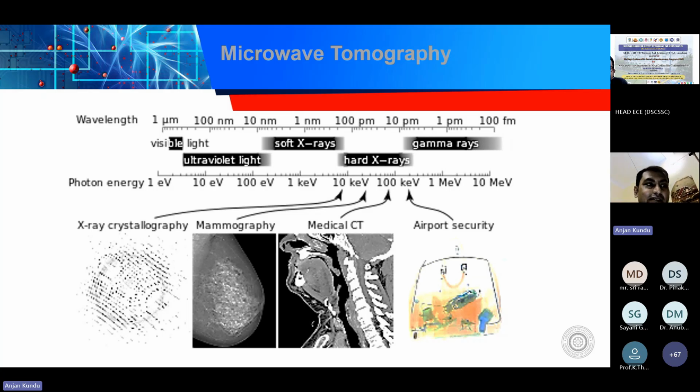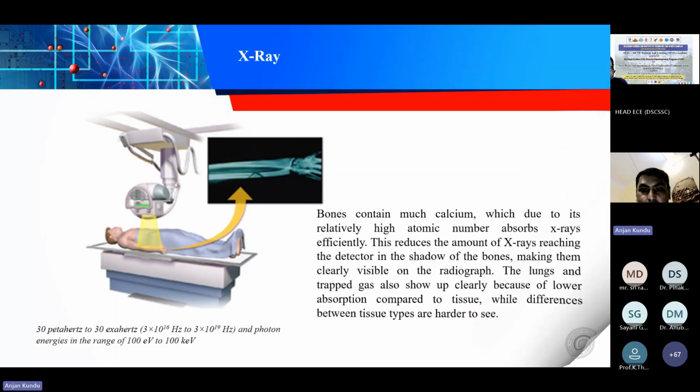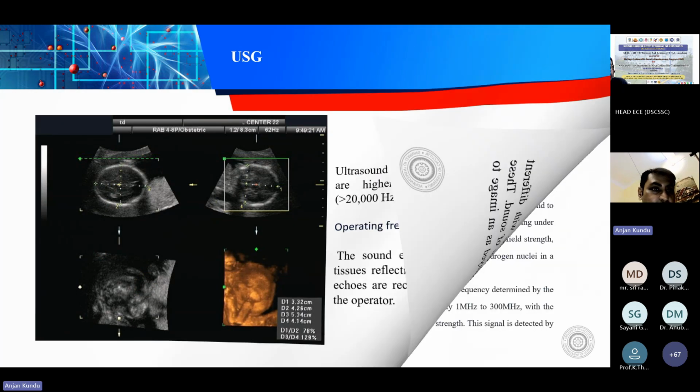There is a crucial limitation here. We can't use any frequency. It's a theoretical study that only 1 gigahertz is the permissible frequency through which the cancerous cell can be scanned. So my research work was to develop a scanning mechanism by using this 1 gigahertz signal.